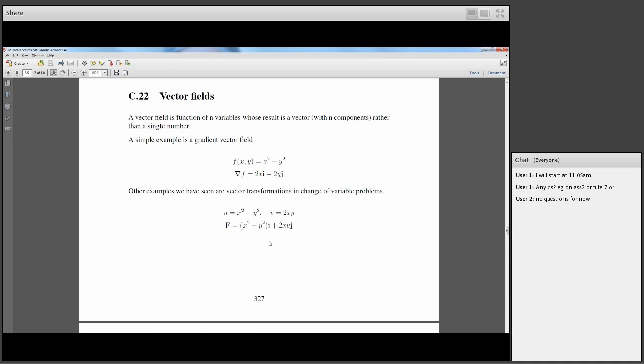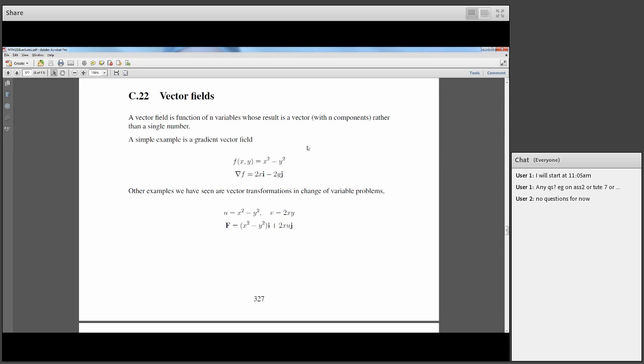So a vector field is basically a function of n variables, whose result is not just a single number, but is a vector, and in particular is a vector with the same number of components. So pretty much, really, you can think of it as it sends vectors to vectors is one way of thinking about it. Not that we always write it that way. So that's pretty much what it is.